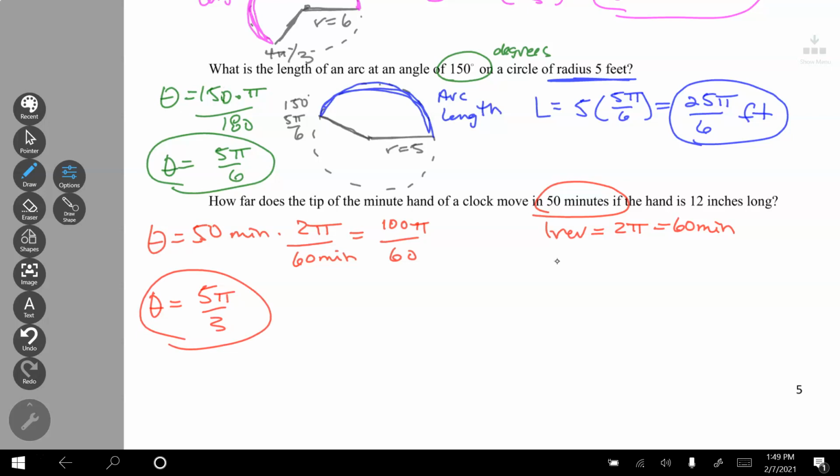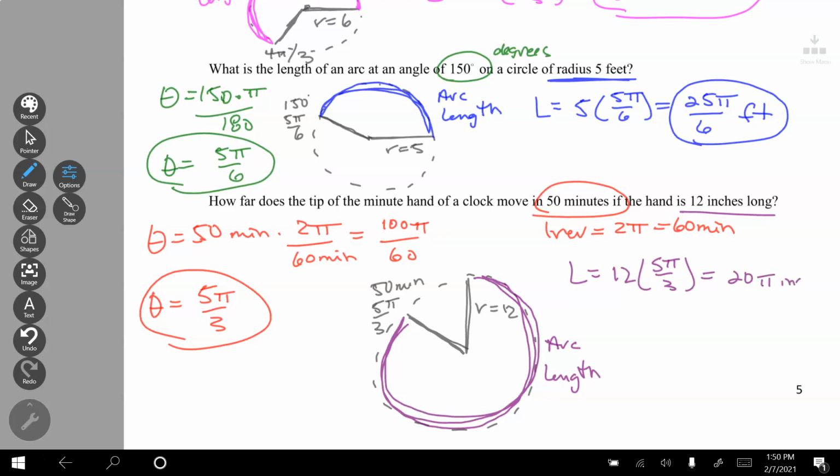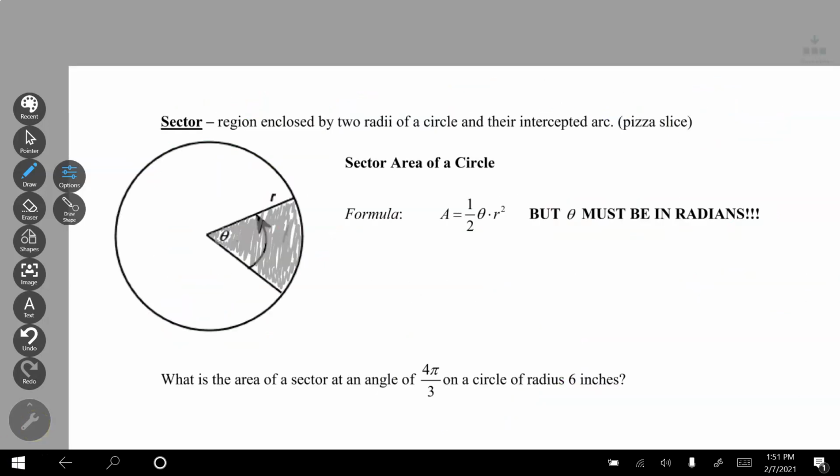I cannot use 50. So I drew my clock. I have a radius of 12. I'm trying to figure out this arc length. So L is equal to radius of 12 times 5 pi over 3 is my theta. I get 20 pi inches as my result. That's how far the minute hand would travel if you had a minute hand that was 12 inches long. So on the previous page we were figuring out arc length, or what I would call the length of the crust of a pizza.